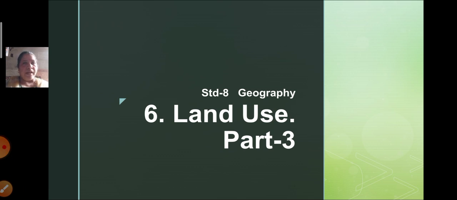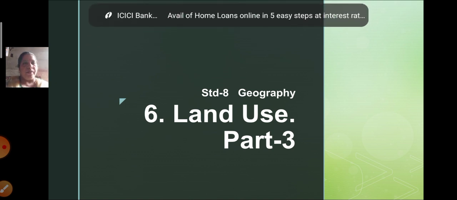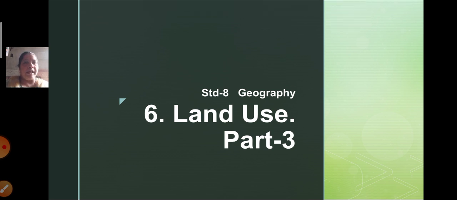In our previous lecture we have learned about the urban land use and the rural land use. In urban land use we have seen how land in urban areas is used for commercial purposes, for transport purposes, for public utility areas. These are the various uses we have seen about the urban land. Now let's continue with the urban land.